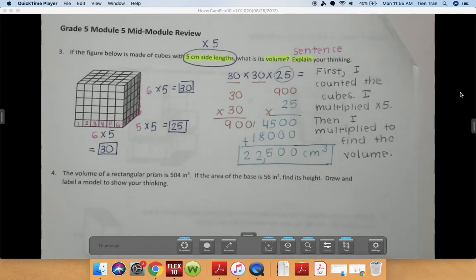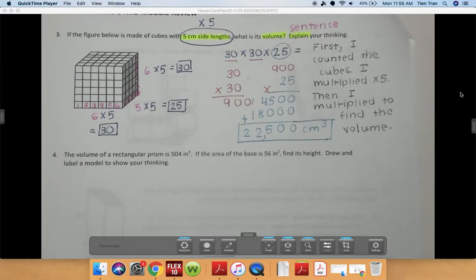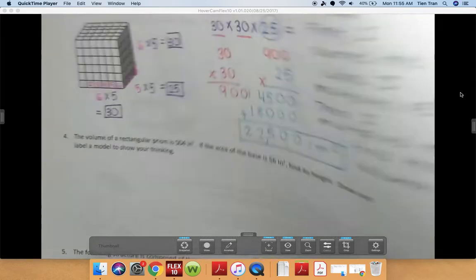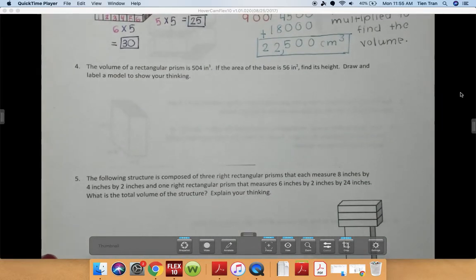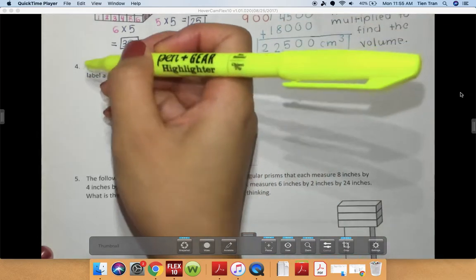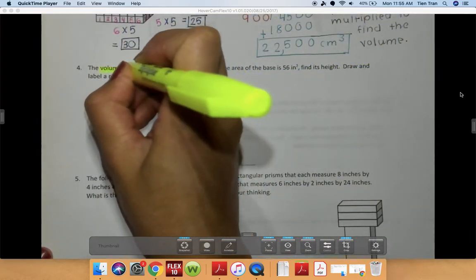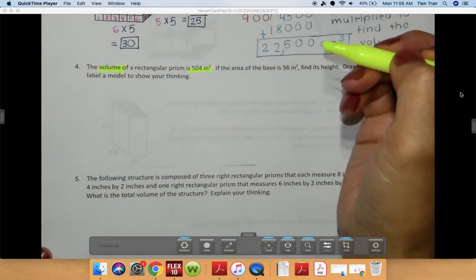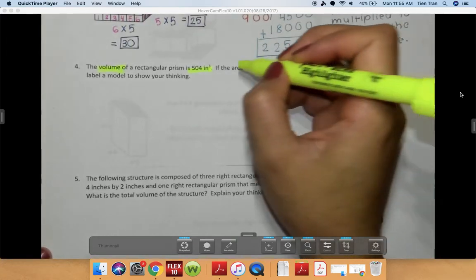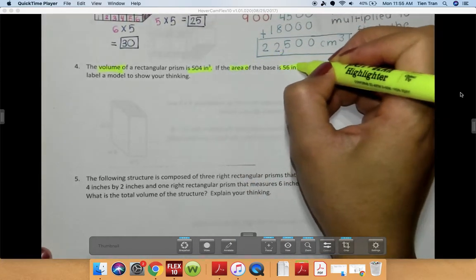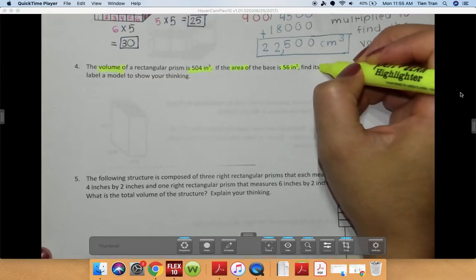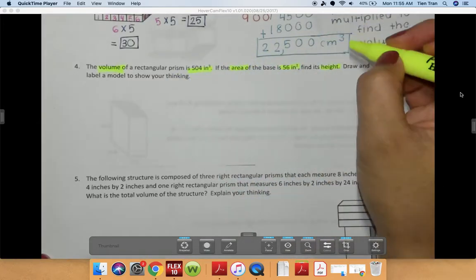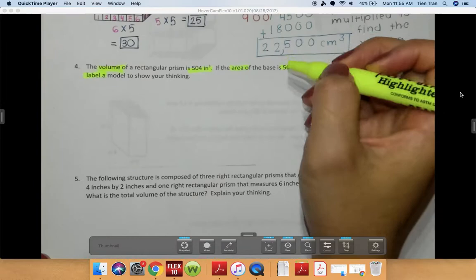Okay, now I'm going to move on to problem number 4. Remember, you can always pause the video if you need time to write something. Okay, so I'm going to move on to problem number 4. Number 4 says the volume of the rectangular prism is 504 inches cubed and the area of the base is 56 inches square. Find its height. Draw and label a model to show your thinking.